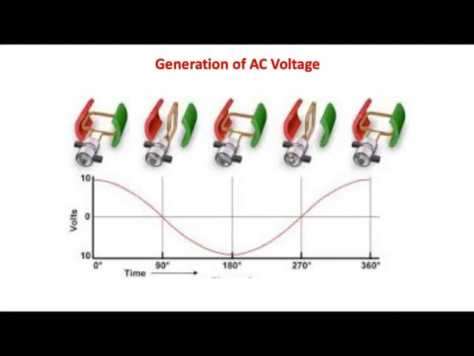So over here, if we see the first case, the coil is in alignment with the direction of the flux. So the flux is passing through the coil, but the flux cut is minimum. The flux cut by the coil is minimum, but the rate of change of flux is maximum. Hence, the induced EMF is maximum.